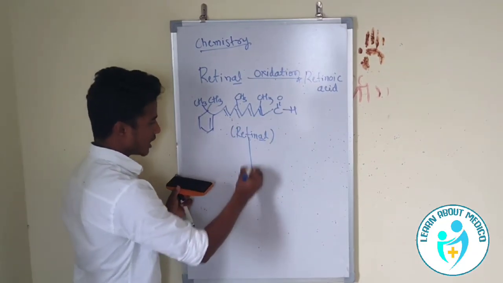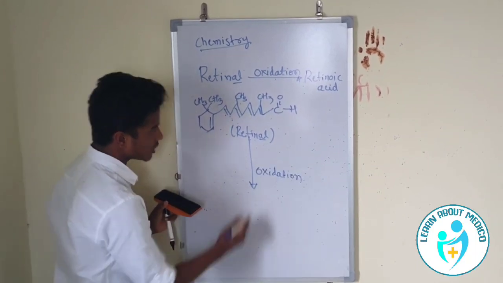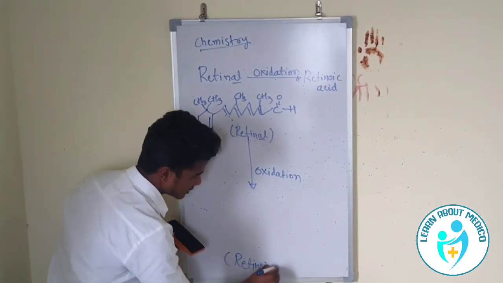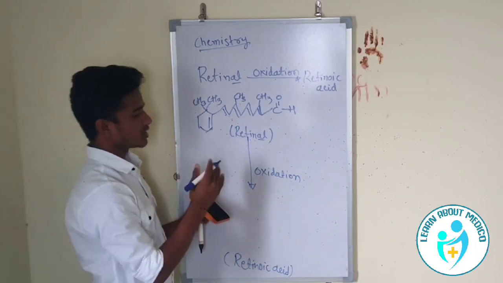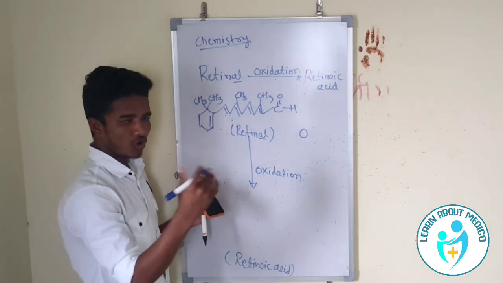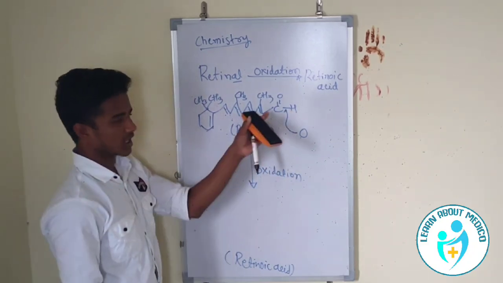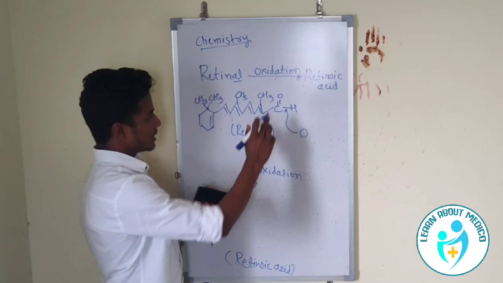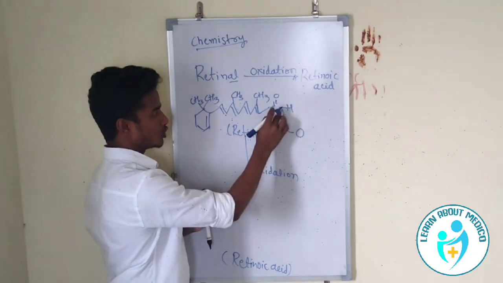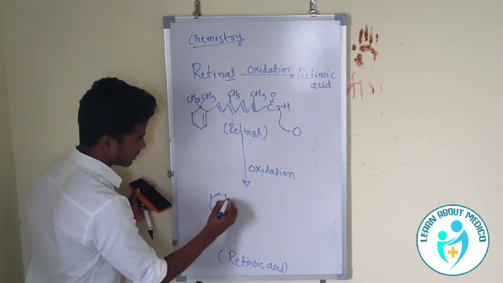This is the retinal structure. It undergoes oxidation, which gives retinoic acid. Oxidation means, in general, the addition of oxygen or removal of hydrogen. Here, this oxygen is going to attach to this carbon atom, that is C double bond O. To this carbon atom, this oxygen is going to be added, and it becomes OH. And here, I will write the same structure again.